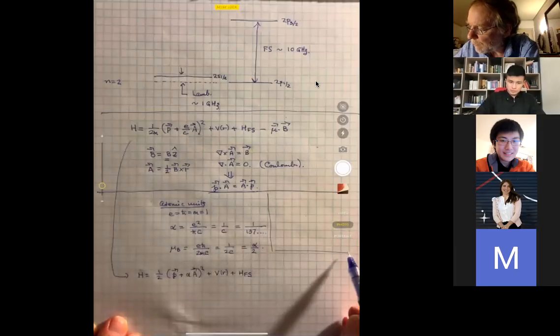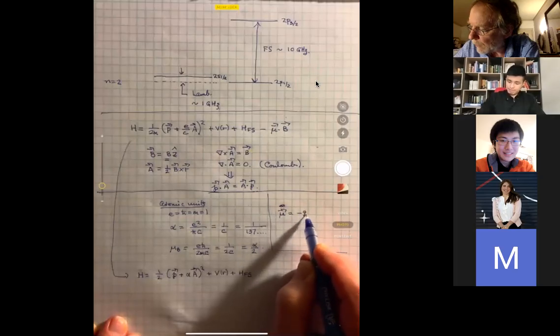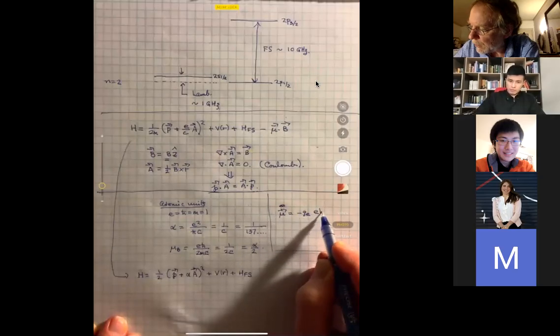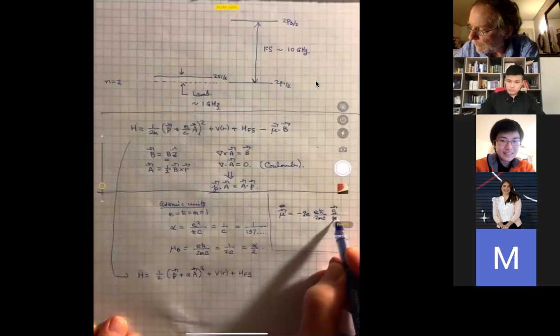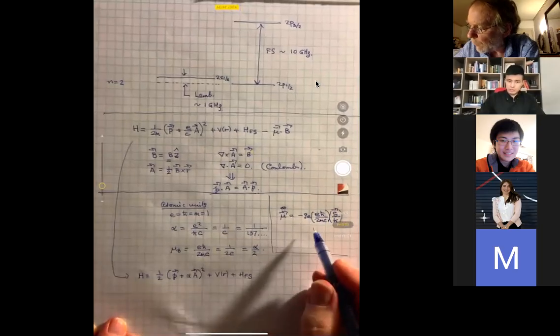Well, let's take a look at the mu dot B. The mu, magnetic moment, is equal to minus the g factor of the electron times e h bar over 2mc, which is the Bohr magneton, times the spin divided by h bar. That's the way I like to write the magnetic moment anyway.